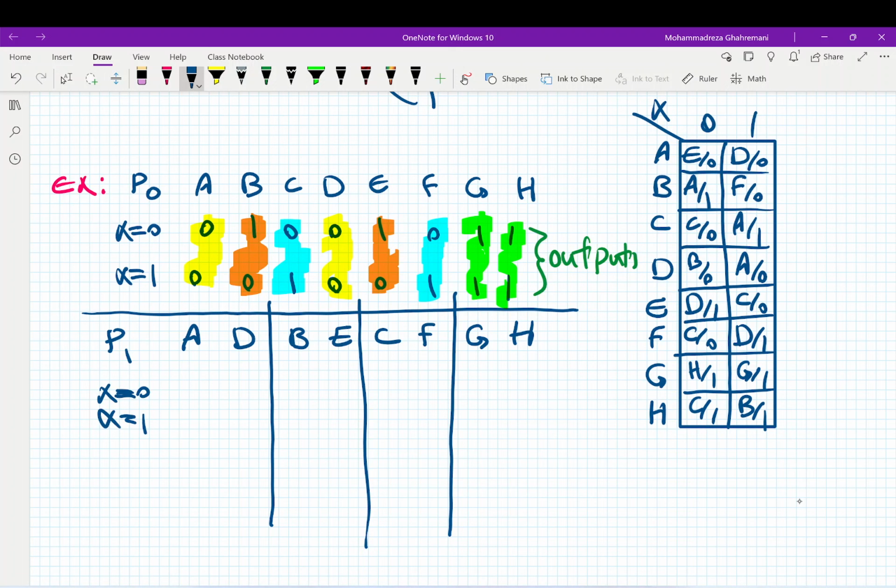of inputs. So using a table, we see that the next states are E, B, A, D, C, C, H, C for x equal to 0. For x equal to 1, they are D, A, F, C, A, D, G, B.